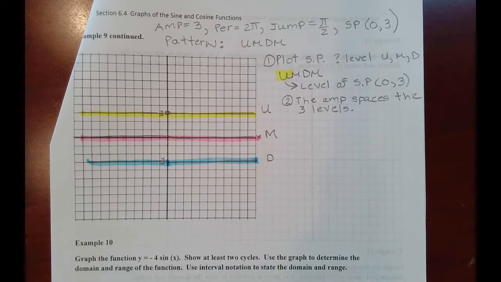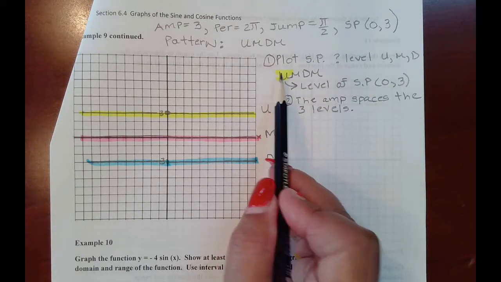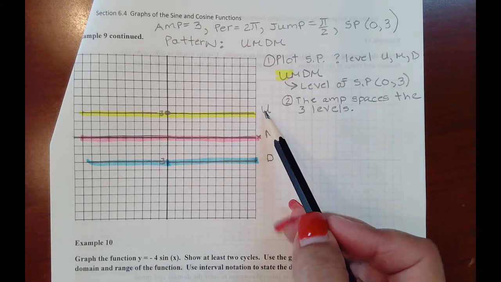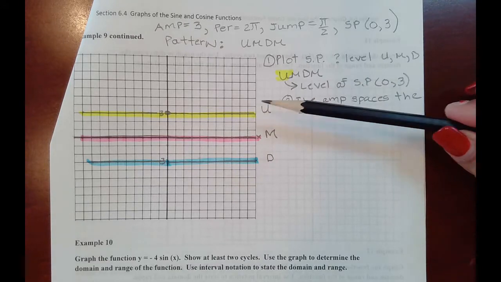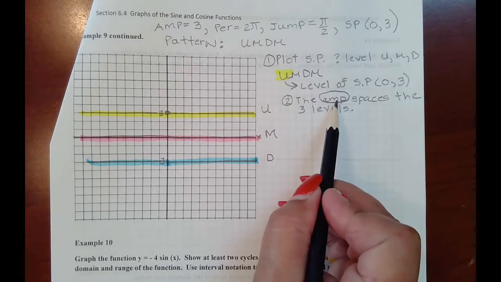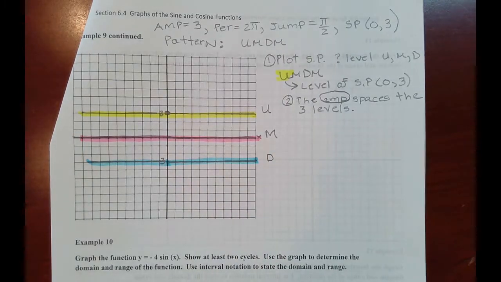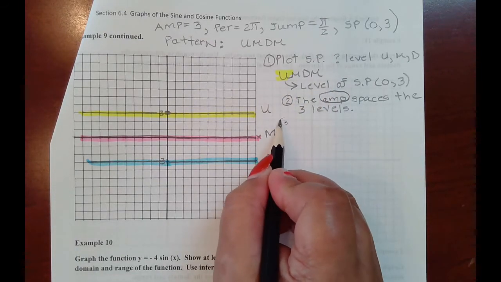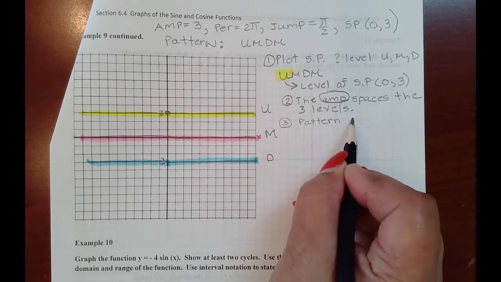Okay, so we've plotted the start point. That told us what level we were at by just looking at the first letter of the pattern. We knew that 0, 3 was at the uppermost level. We then spaced out the other levels according to the level that we know about, the first one, which is the upper level, by using the amp. So that amp just means that's the spacing between each of the levels. So from here to here, distance of 3. From here to here, distance of 3. Now let's get the rest of the points. The pattern will give us the rest of the points. And that pattern just repeats.